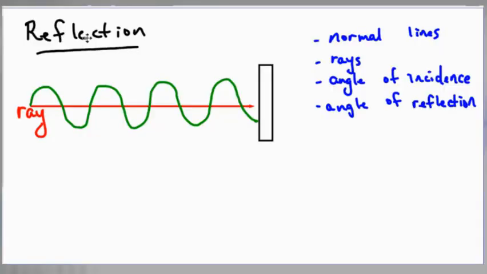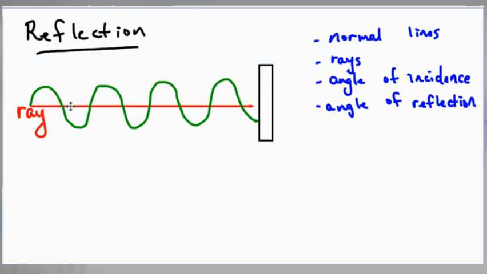So as we briefly look at what reflection in a wave is, let's just make sure we cover a few definitions. First of all, our normal lines, rays, angle of incidence, angle of reflection. So the green is my wave approaching, and it's going to hit a solid barrier here, like a wall or something. And what would happen as it hits that wall? Well, what we would know is that it would bounce back. But really what matters is whether or not the wall was perpendicular or not.